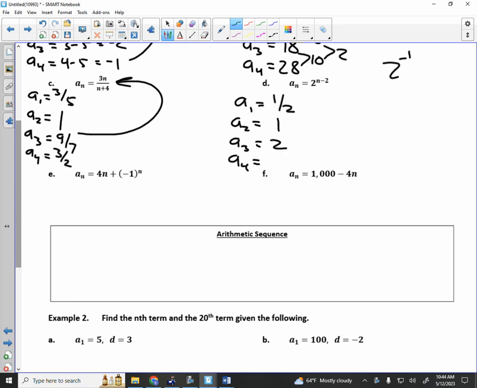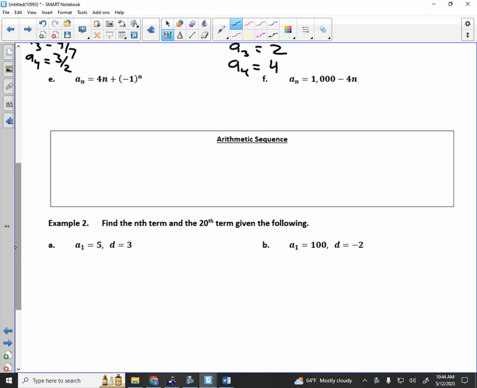You can plug in 4. So 2 squared is 4. Can you see what's happening each time? They double. And so a to the 100th is going to be 2 to the 98th power. You just plug it in. You can kind of see what's happening each time.